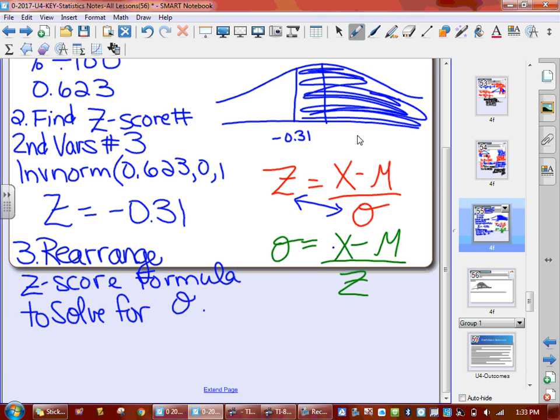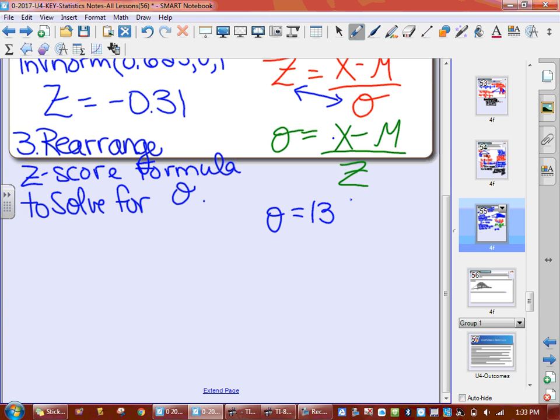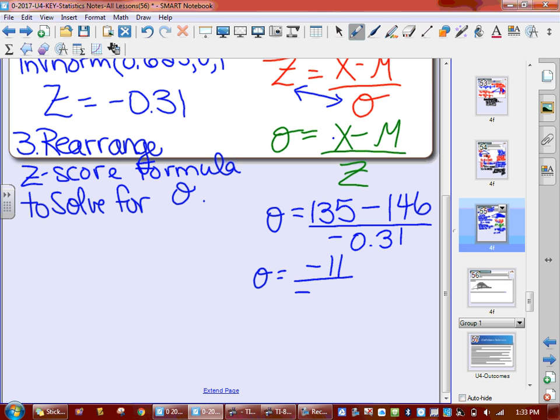So our x raw data number was 135. So we had 135 minus our mean of 146 divided by the z-score number we just found, negative 0.31. The top number will become a negative number, and so will the bottom, and that's going to divide to give us a positive. The only numbers that can be negative are the z-score numbers. Every other number you'll deal with will be positive numbers. So this is going to be negative 11 divided by negative 0.31, which is going to give us 35.5. So we know that the standard deviation of those fish is 35.5 grams. Okay? So that's what we were asked to find, the standard deviation.